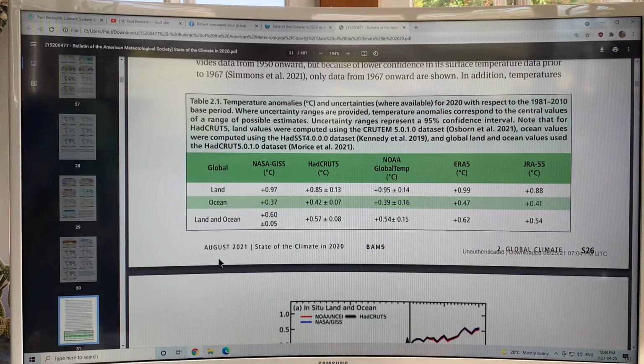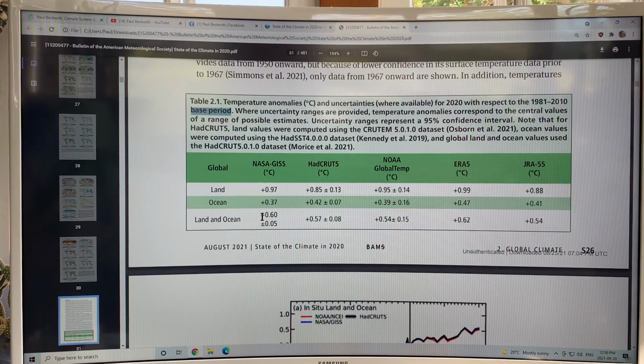Now, these are temperature anomalies over the land and the ocean, and land and ocean combined. This is for 2020 with respect to the 1981 to 2010 climatological base period. And it's about 0.6 degrees for the land and ocean. Land warmed close to 1 degree, ocean close to 0.4 degrees, and 0.6 for land and ocean.